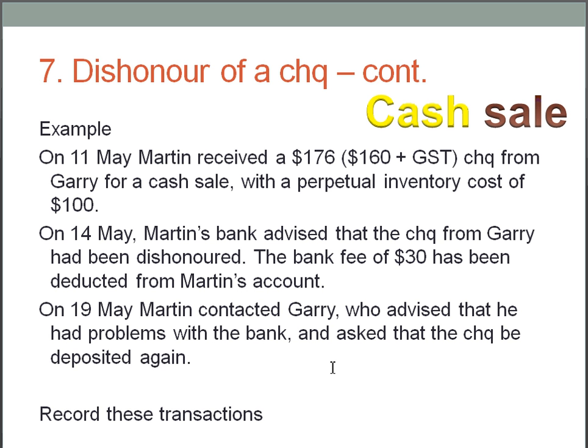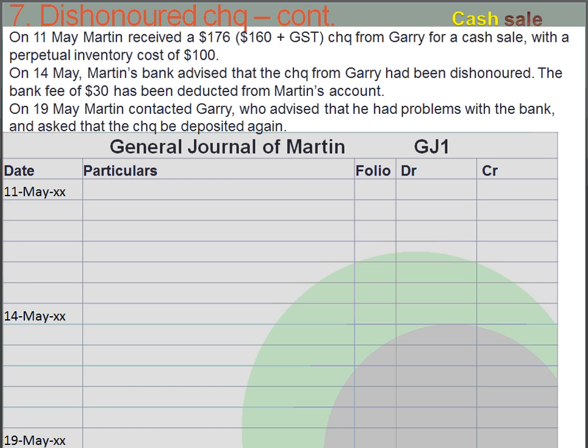So let's go back to our example. On the 19th of May, Martin contacted Gary, who advised that he had problems with the bank and asked that the check be deposited again. We need to record all 3 transactions. Remember, we're going to assume that it was a cash sale.